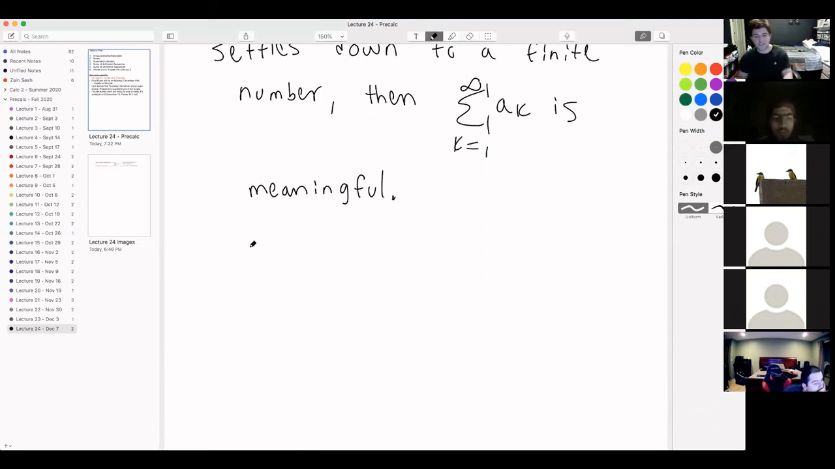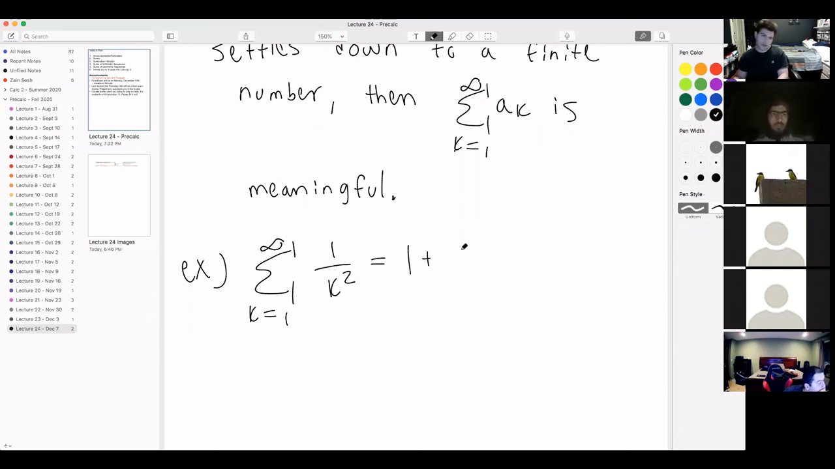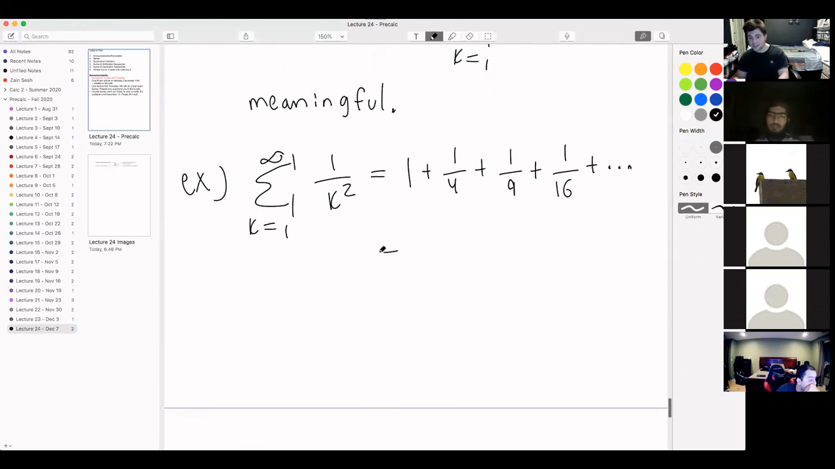All right, so here's a very interesting example. If you take this infinite sum, k equals 1 to infinity of 1 over k squared, what does this look like if you write out a few terms? It's 1 plus 1/4 plus 1/9 plus 1/16, and so on. This actually settles down, amazingly enough. The value of this infinite series comes out to pi squared over 6.